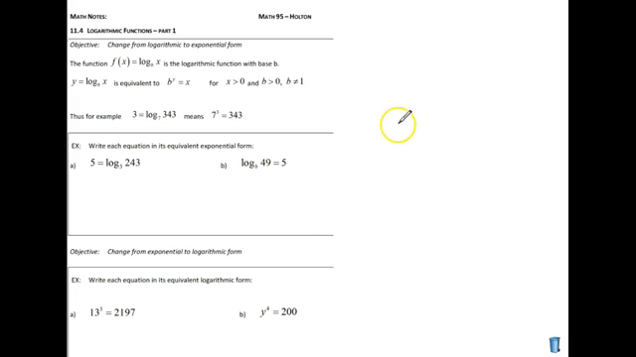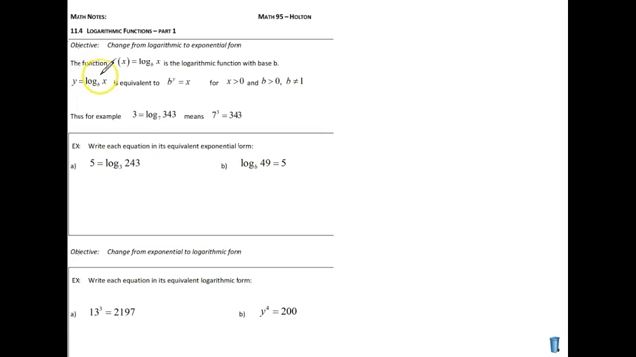In this video, we are going to start talking about logarithmic functions. So a logarithmic function looks like this: f of x equals log base b of x. Okay, and we say that this is the logarithmic function with base b. You can also write it as y equals log base b of x.